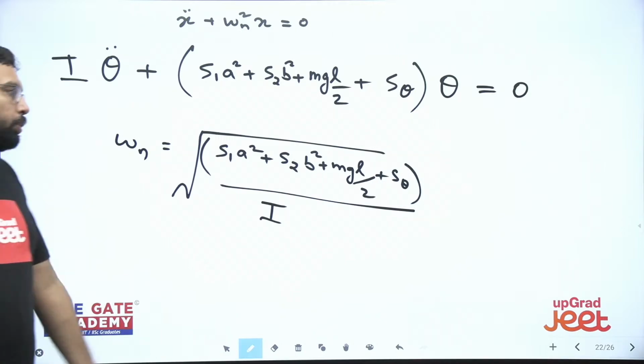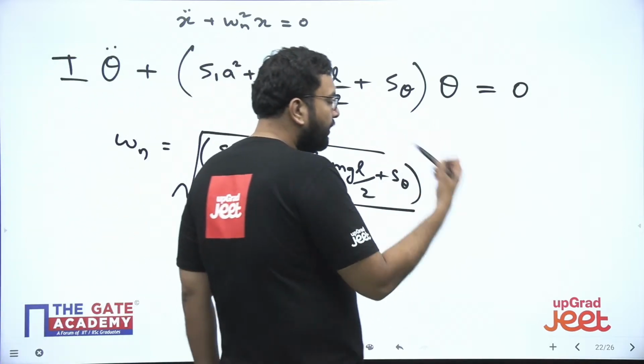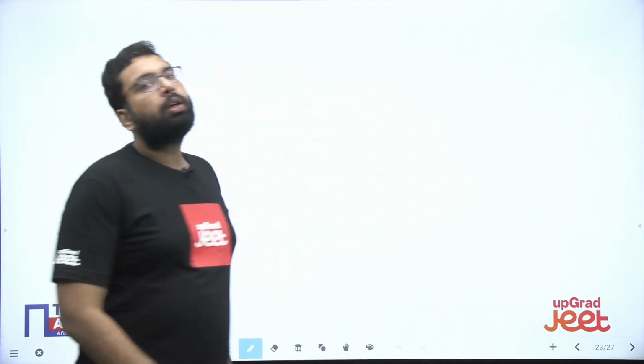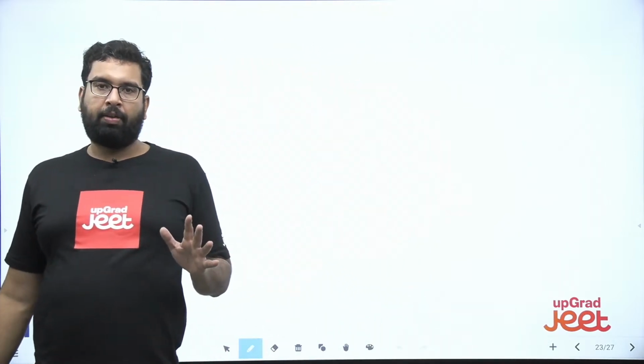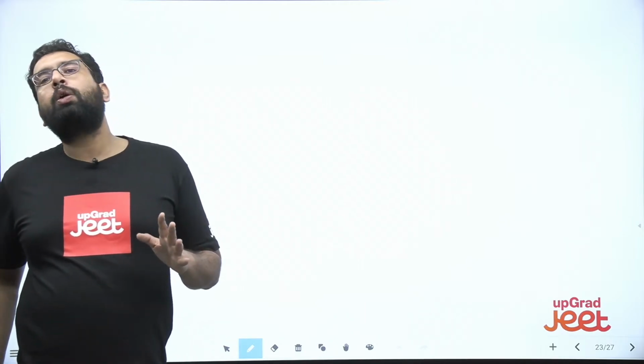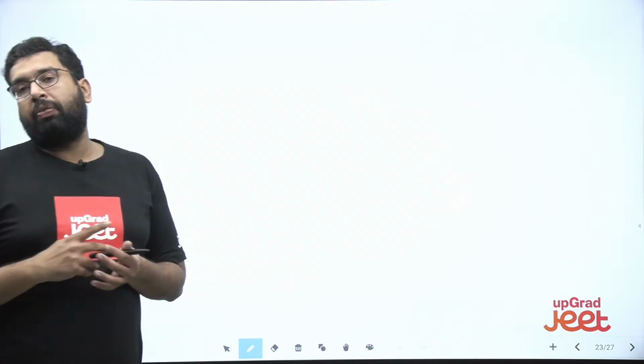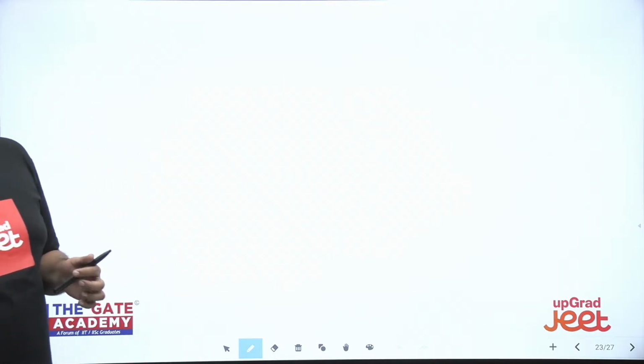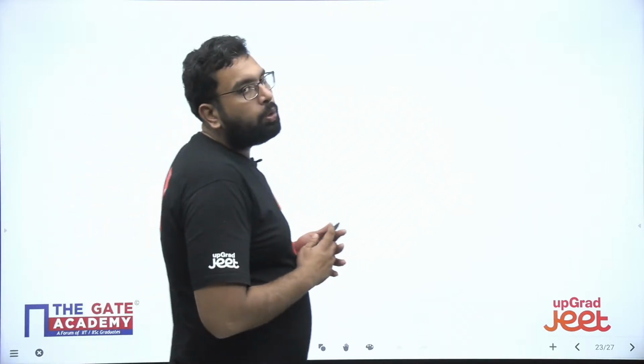Now sometimes students make mistakes in this I. So whenever you are using the torque method, don't confuse it with the energy method. We have one more method that is known as the energy method. In the energy method also we sometimes use this I, but there the I is different. Here in the torque method, always take the I about the hinge.